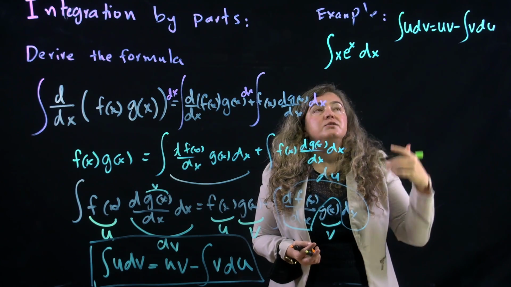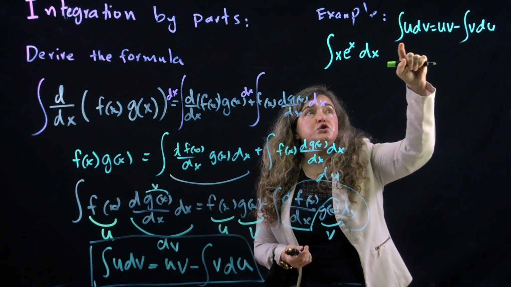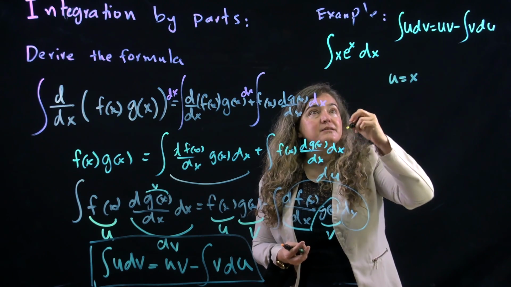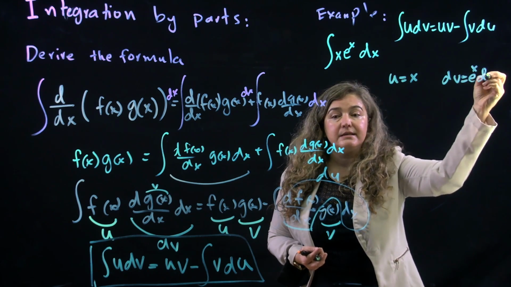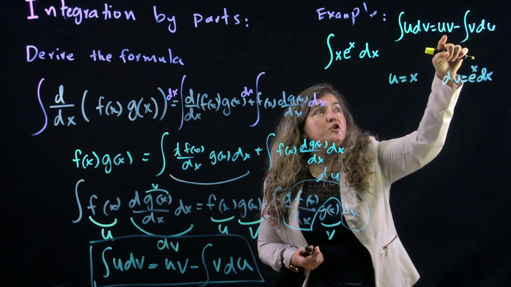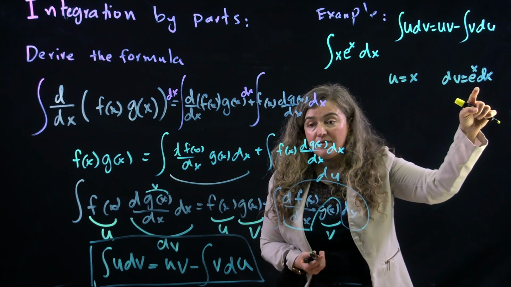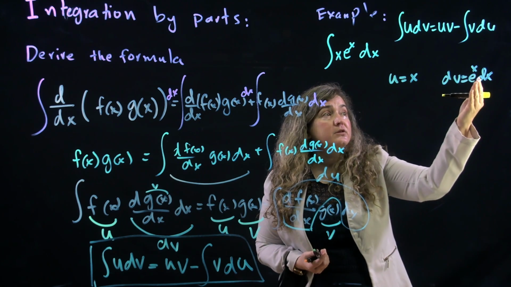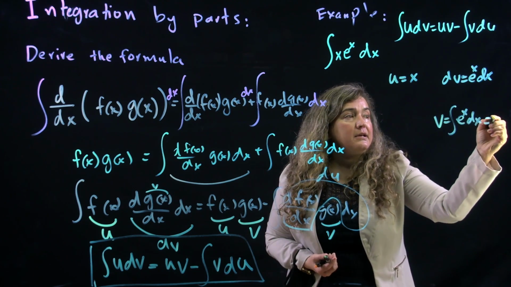My first choice, because I have some insight in this, is to choose u to be x. So I'm going to choose u to be x and dv to be e to the x dx. And then to find the first term of the formula, I have to find v. So I have to take the antiderivative of dv, basically the antiderivative of e to the x. So v is the antiderivative of e to the x dx, which is e to the x.